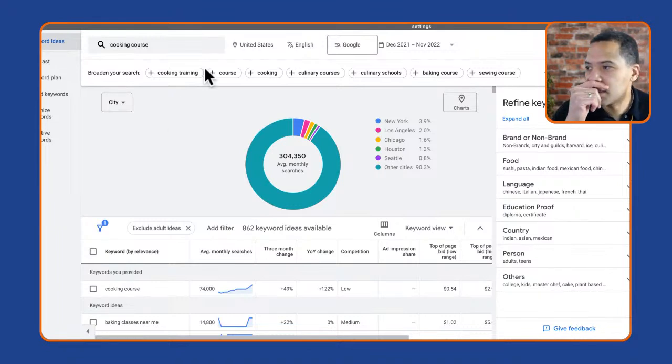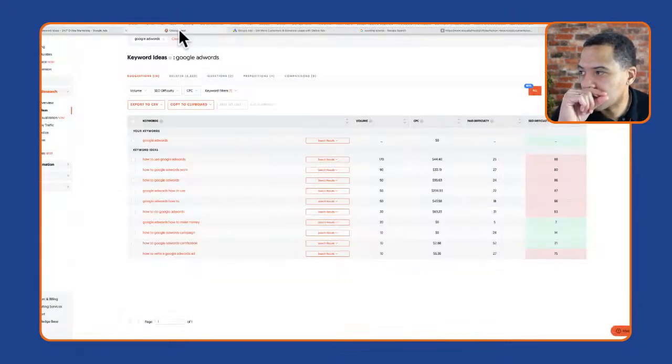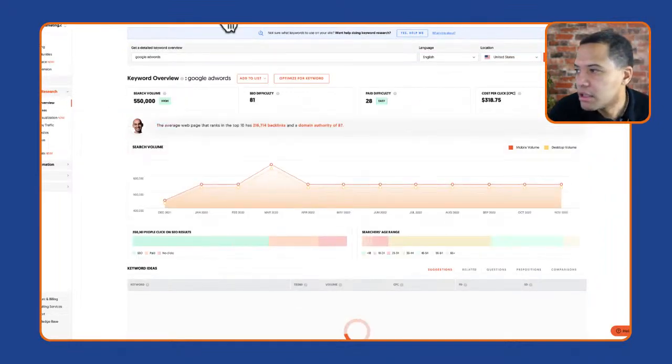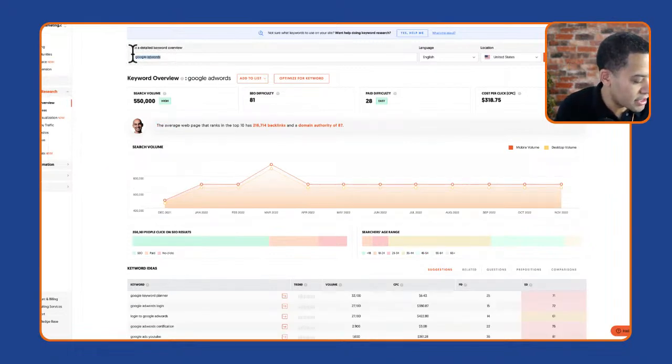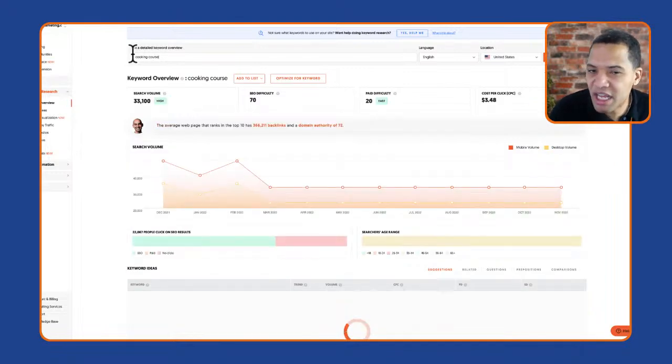Now, another cool tool, if you don't want to use Google AdWords, is called Uber Suggest by Neil Patel, and it's a free tool that you can use. Let's say I want to search cooking course again. It's a free online tool. There's a free version and a paid version. The paid version allows you to have more searches and gives you more keywords back.